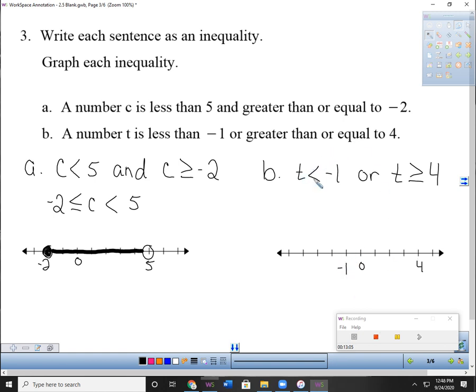T is less than negative 1, so that's going to be an open circle on negative 1. I shade less than, which would be everything to the left. T is greater than or equal to 4, so closed circle on 4. I'm going to shade greater than, which is to the right.